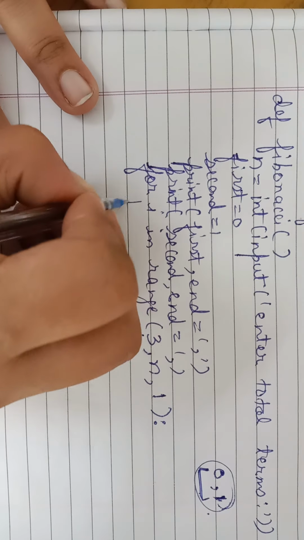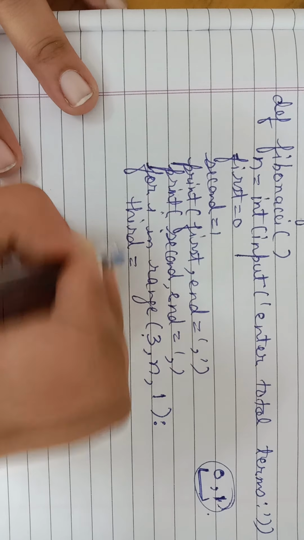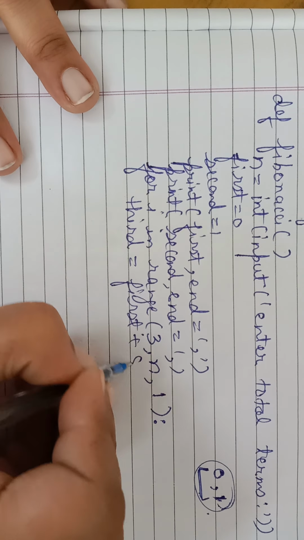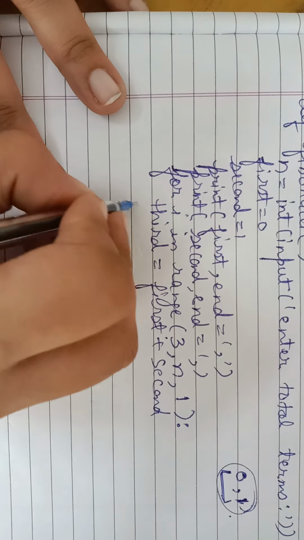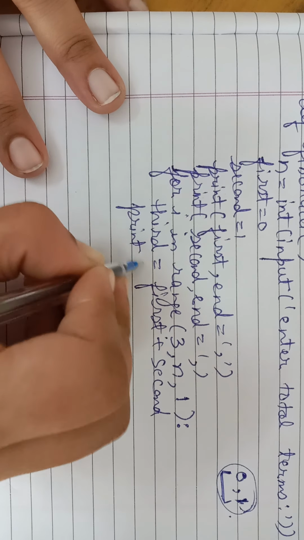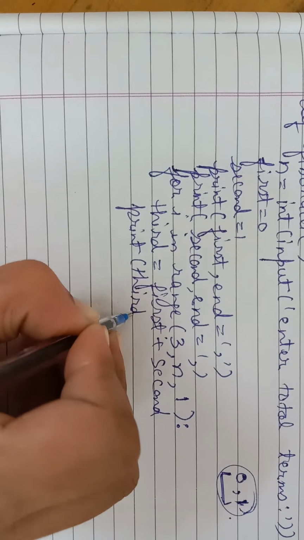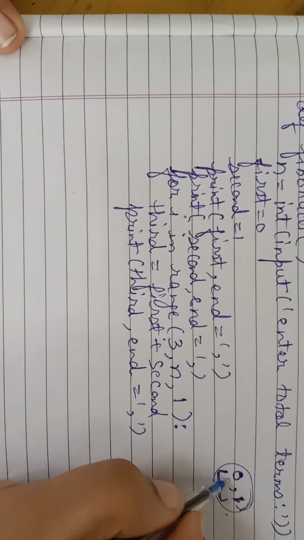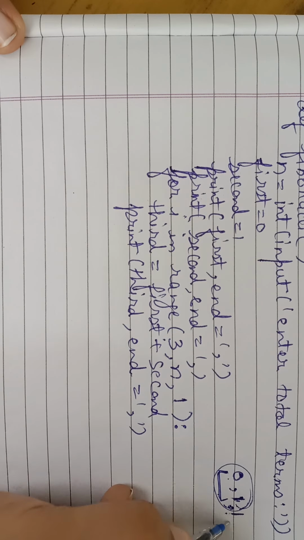After that, we have to consider a third variable. It will store the first number plus second number. Now print the third number, print third, and end is equal to comma. That means 0 plus 1 is printed here.